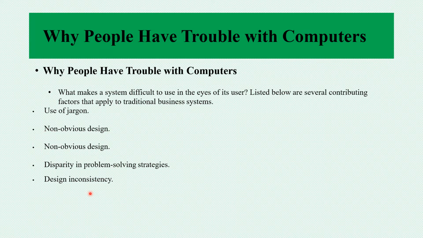The other one is fine distinctions. Fine distinctions means different actions may accomplish the same thing depending upon when they are performed, or different things may result from the same action. So these are some of the problems people have in handling computers. What makes the system difficult to use in the eyes of users is nothing but these problems that the user is facing.